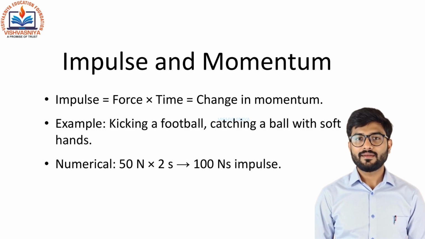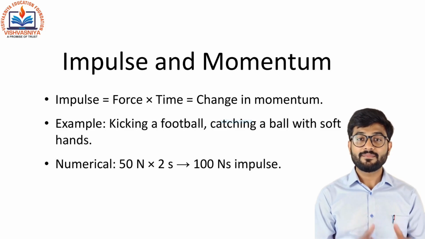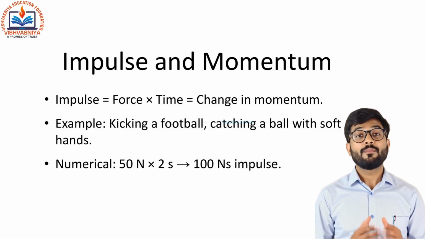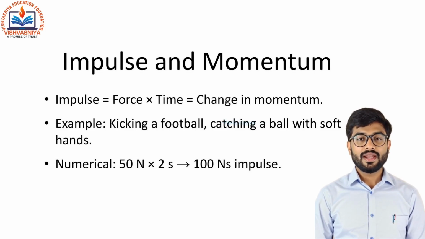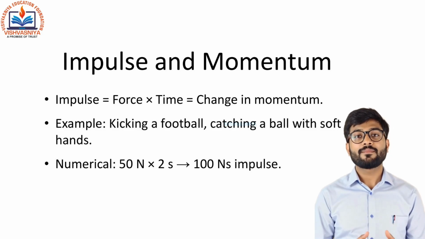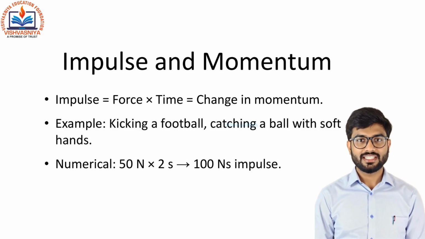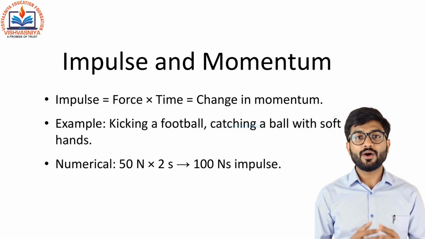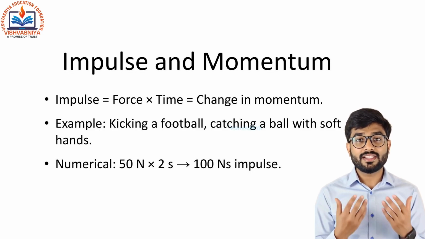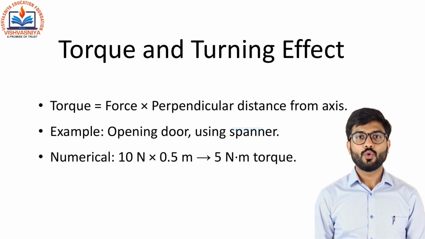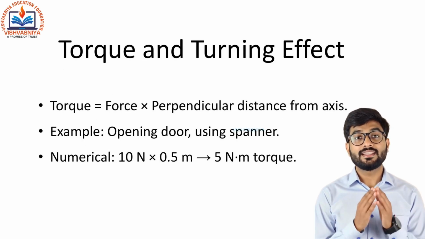Numerical example: a force of 50 newtons acts on a body for 2 seconds. Impulse equals 50 multiplied by 2, which is 100 newton seconds. If the object's mass is 10 kilograms, then the change in velocity equals impulse divided by mass, that is 10 meters per second. Torque is the measure of this turning effect.